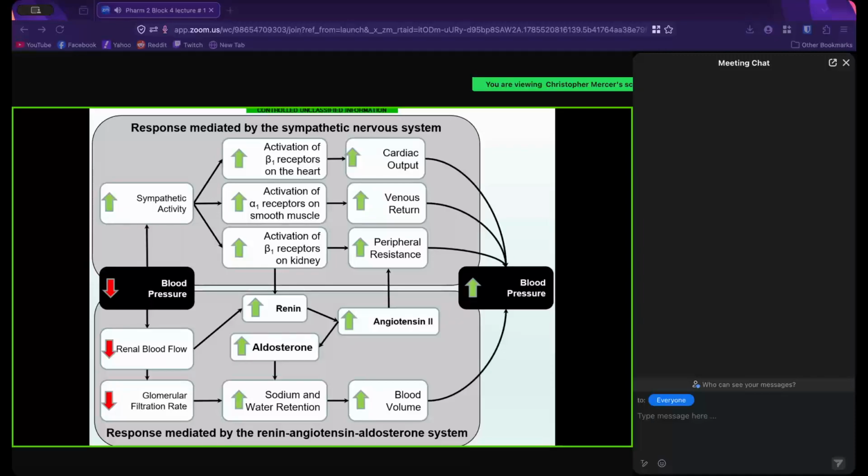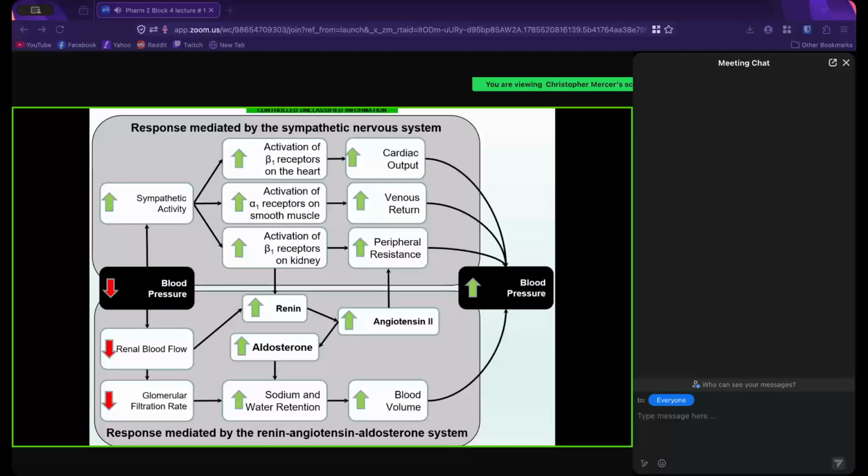And at the end of the day, all the actions of the sympathetic nervous system combined with the system in the RAAS, which we're going to talk about next, are all going to combine to increase blood pressure. So the outcomes you're going to see on the far right, blood pressure goes up, right? And then on the top there are all the methods that are happening, responses that are mediated by the sympathetic nervous system, right?